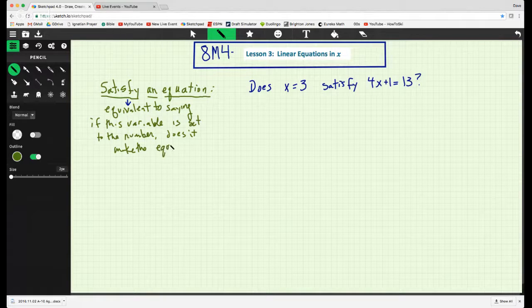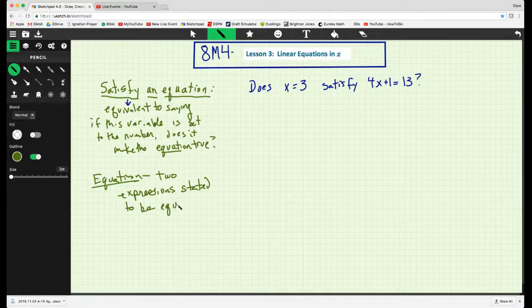So equation, and now what is an equation? And now let's do another definition here. And we've done this before, but an equation is two expressions stated to be equal.